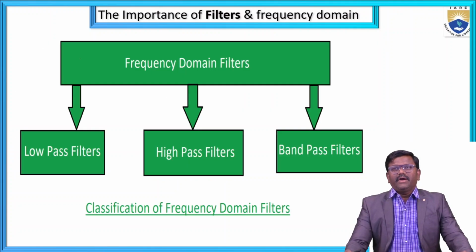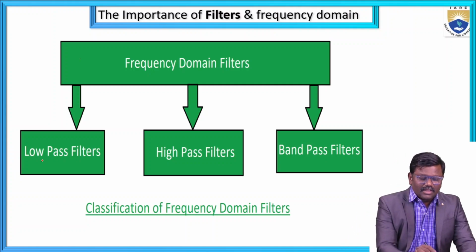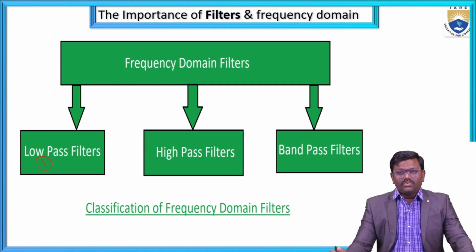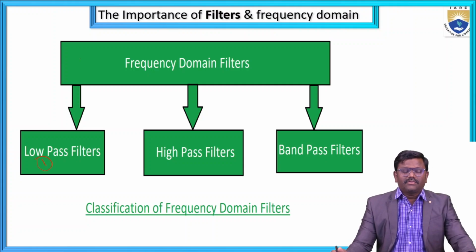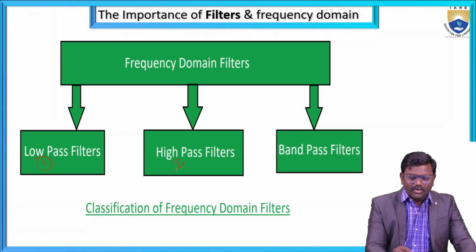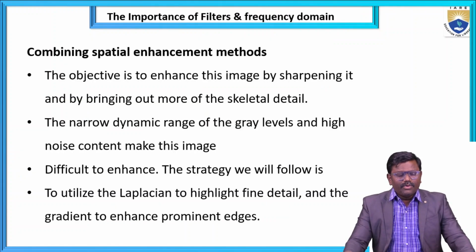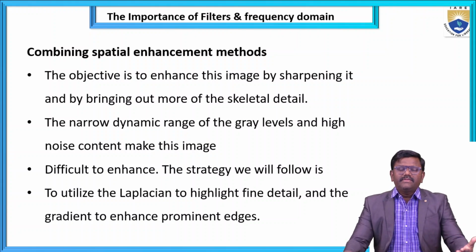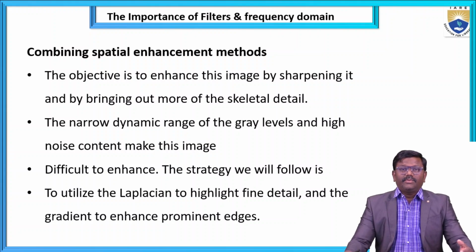So we can define and classify the frequency domain filters. As we discussed earlier, the filters are categorized into two, and based on those two categories we extend them to frequency domain filters, which are number one low pass filter, number two high pass filter, number three band pass filter. With the help of this classification, let me define the reason to classify those frequency filters, based on combining spatial enhancement methods.